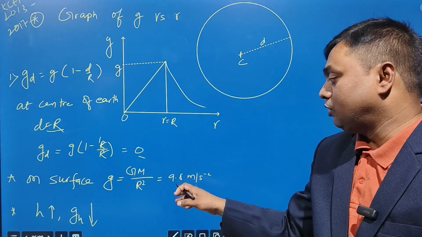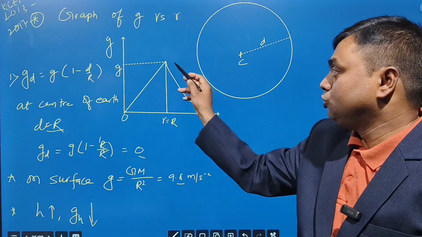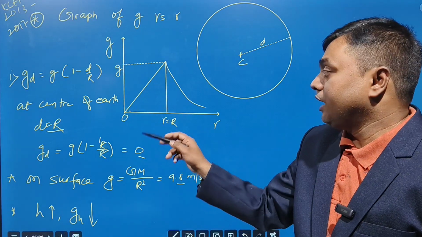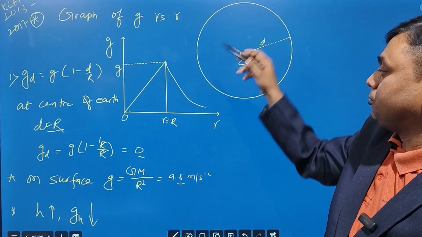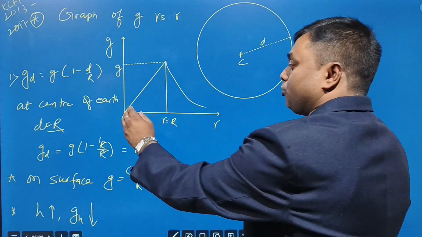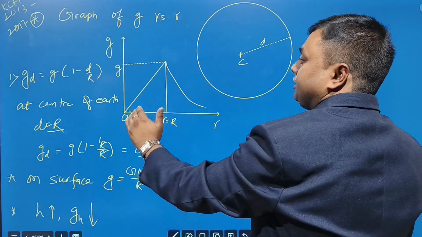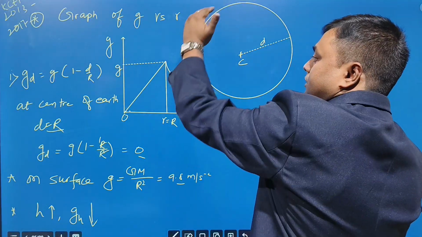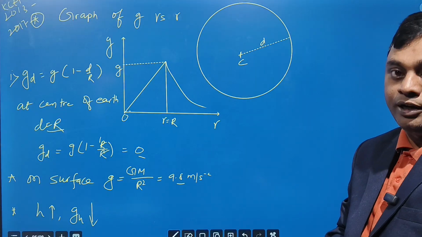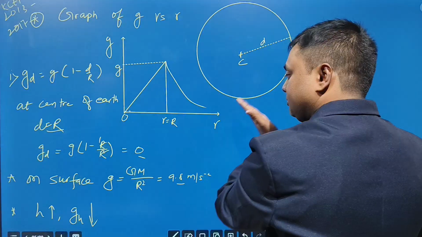On the surface, the value is 9.8. It is maximum at the surface. As you go down, g decreases, and it comes to 0 at the center. Again, when you move away from the surface of the earth, g decreases. So from the center to the radius, it is first increasing, and if you move away from the surface it will decrease. So the graph is like this. This graph is very important. First it is increasing from 0 to r, then it is decreasing.